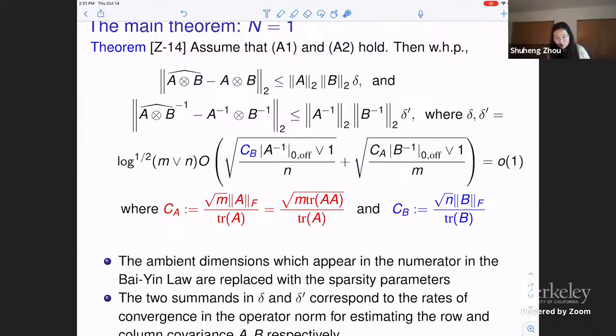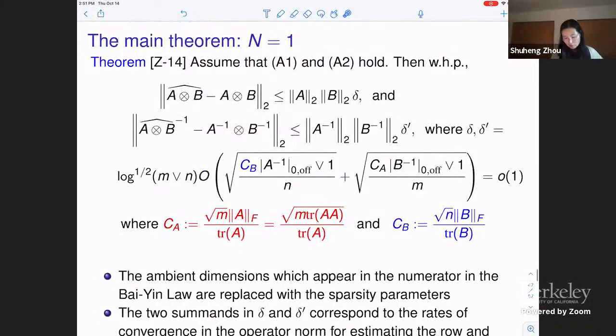So I was often asked about the whole error for estimating A and B as a whole, because in the previous theorem, I only cared about B, so I only reported that. And so this is the theorem I proved back in 2014.